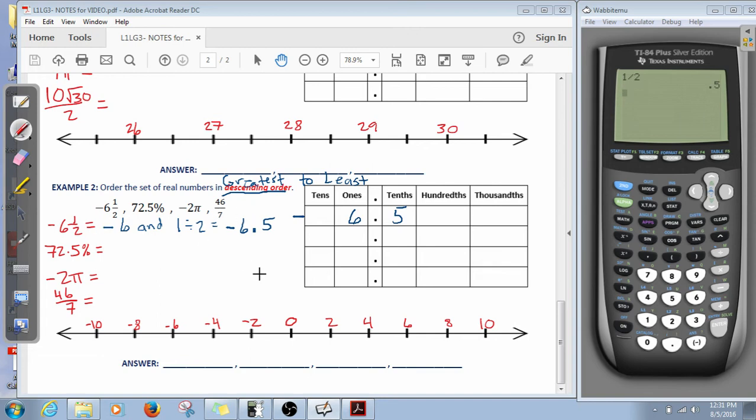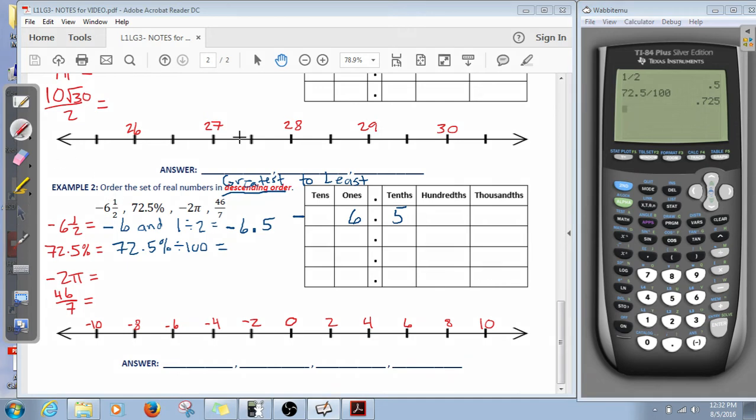The next one, to do percents, remember that we need to divide by 100 to get rid of that percent sign, per 100. So 72 5/10 divided by 100 tells me that 72.5% is actually a pretty small number.